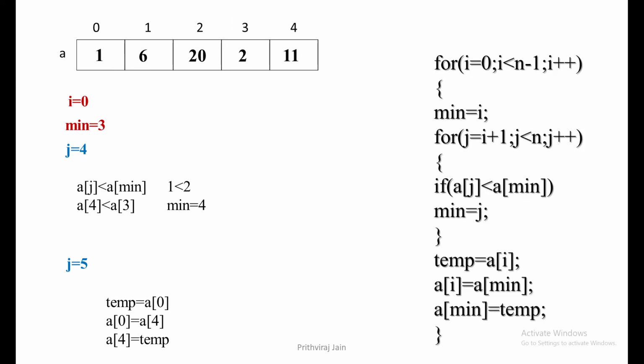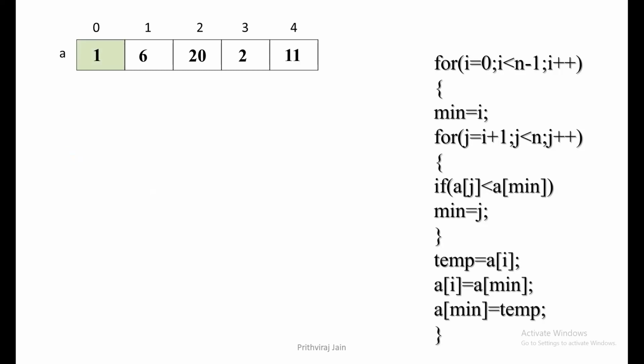So this is one iteration after the end of that inner j loop, which we found only for i equal to 0. Now we have to repeat this process for i is equal to 1, i is equal to 2, and i is equal to 3. Till this value we have to repeat the same process.